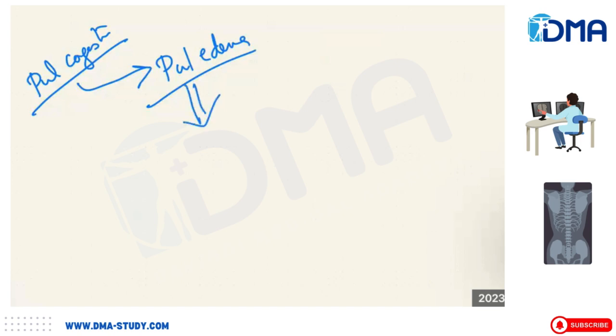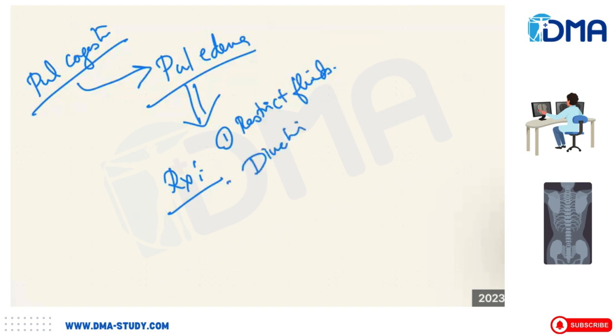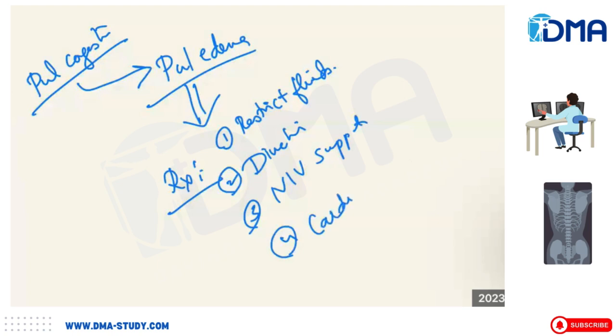If a person comes to you with pulmonary edema, how will you treat that person? First, you have to restrict the fluids. Second, you have to give diuretics for this patient to bring out the fluid. Third, you can put the patient on NIV support. And also, you give some cardiac remodeling drugs for the cardiac pumping to be better than the previous one. This is our pulmonary edema.